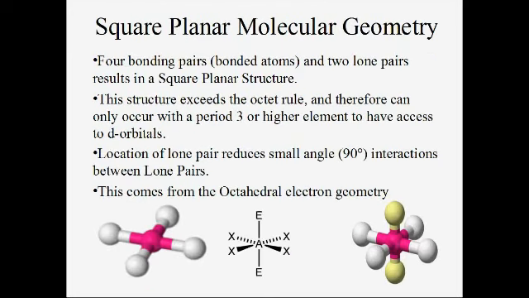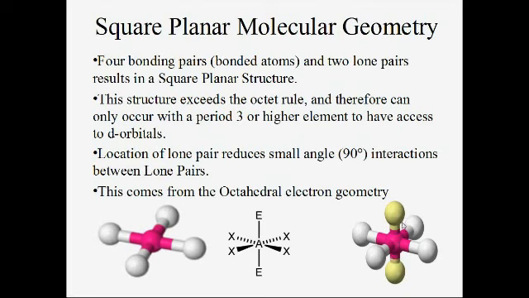If we have our 6 areas of electron density, 4 of which are atoms and 2 are lone pairs, the first lone pair could be anywhere, but the second lone pair has to be opposite the first. If it was not opposite, it would have a 90-degree bond angle between the 2 lone pairs, and that's too repulsive. So the 2 lone pairs have to be opposite each other. That leaves the 4 remaining atoms in a square plane in the middle. So this is our square planar molecular geometry.